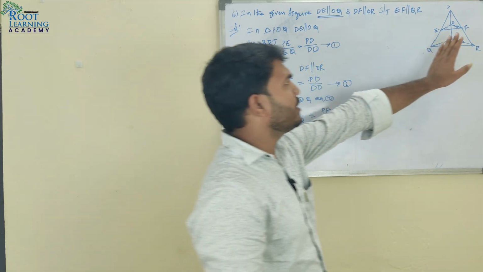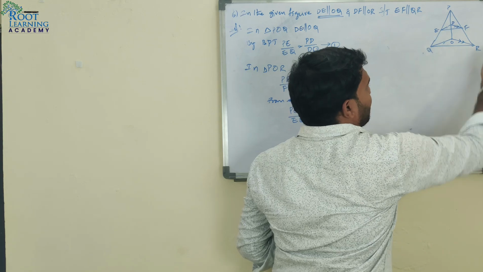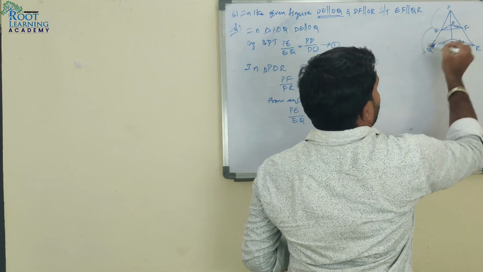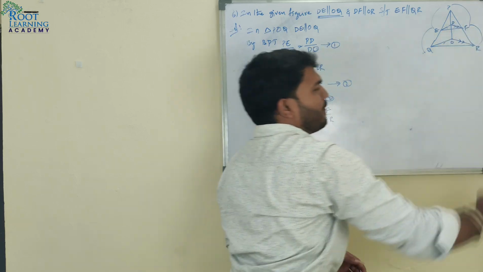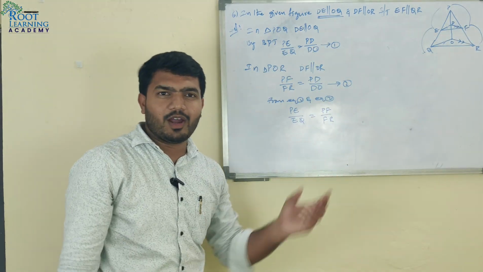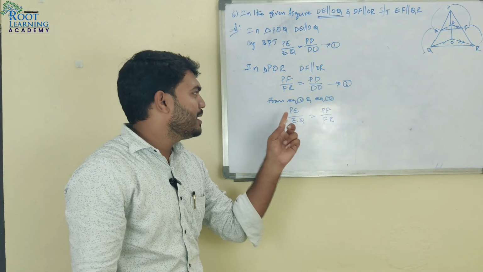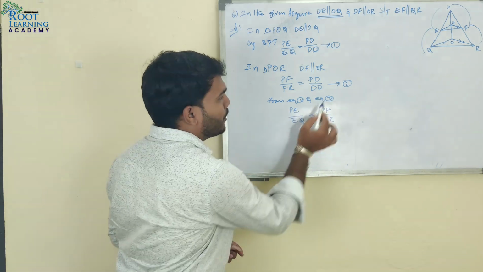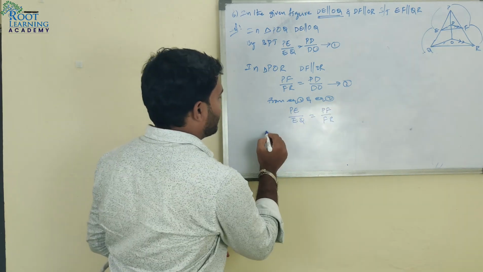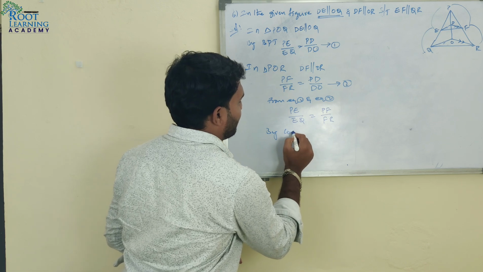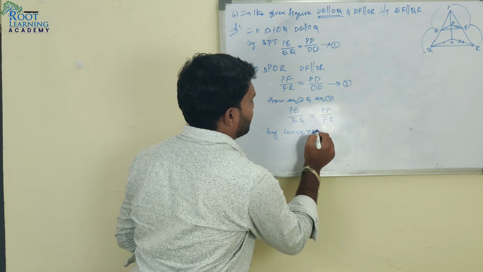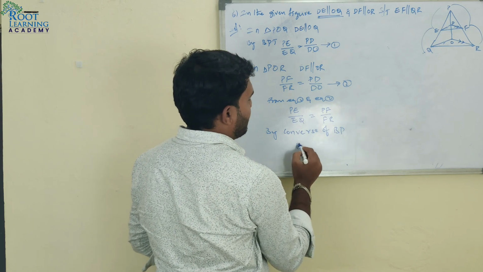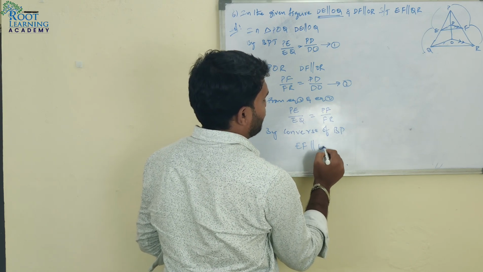Now coming to the triangle, in triangle PQR, if PE by EQ is equal to PF by FR, by converse of basic proportionality theorem, the line is parallel to the third side. Here we get that PE by EQ is equal to PF by FR. So by converse of BPT, EF is parallel to QR.